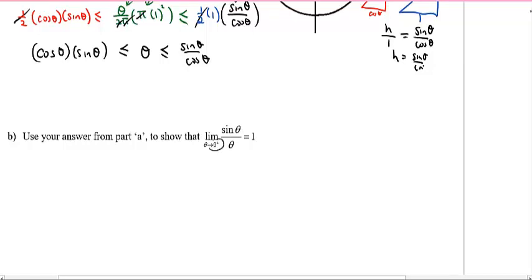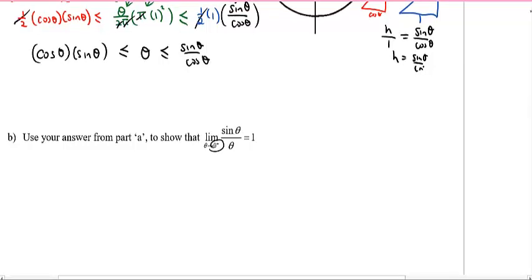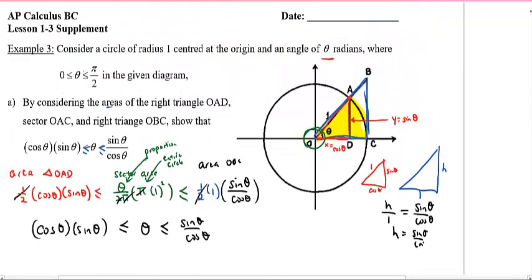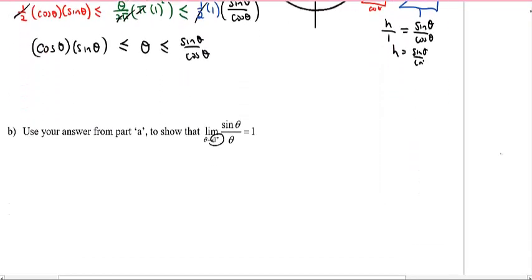Why am I choosing 0 from the positive side? Because my diagram up here only said that this is true from 0 to pi over 2. Okay? Well, how am I going to use this? Well, this is part of the squeeze theorem. Can you not see how the theta is squeezed in between two things?